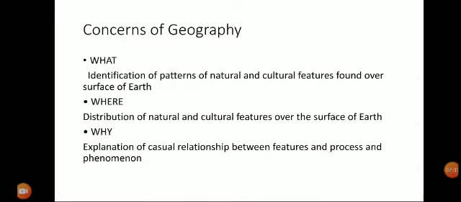Then where: the distribution of natural and cultural features over the surface of the earth. But the main thing which makes geography a relevant science is why. In why questions, we explain the causal relationship between the features, processes and phenomena.